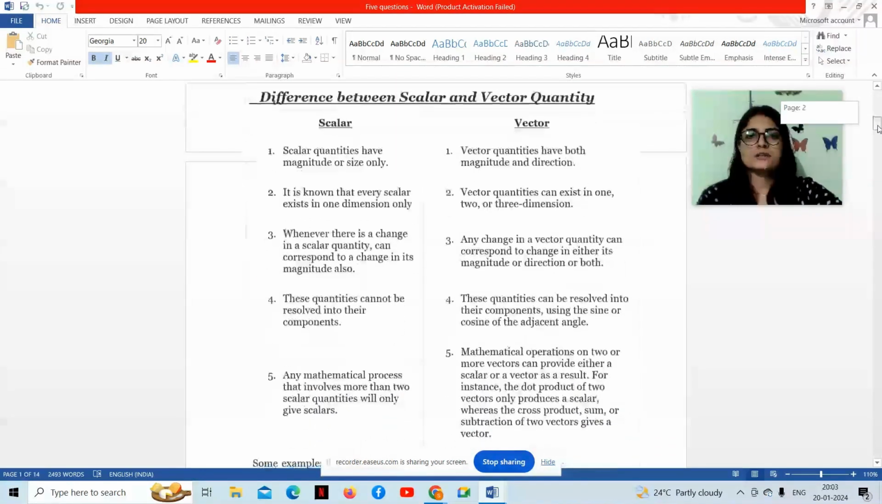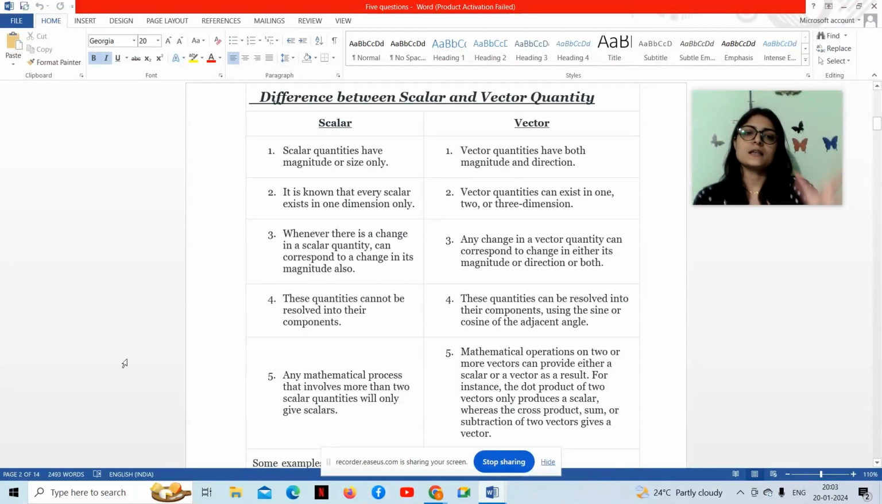Now I have made a chart. In this chart, we can clearly see the difference. The first thing is scalar quantities have magnitude or size only, as I already told, and vectors have both magnitude as well as direction. And a scalar quantity only exists in one dimension because of the magnitude or size, but vector quantities can exist in two or three dimensions. Whenever there is a change in a scalar quantity, the magnitude changes. And whenever there is a change in a vector quantity, the magnitude as well as the direction changes.